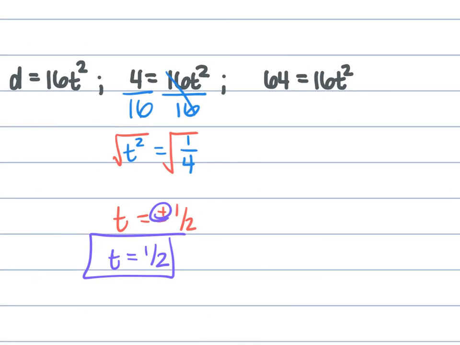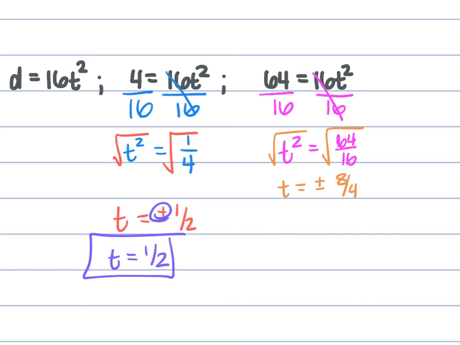For 64 is equal to 16t squared, we're going to divide each side by 16. If you didn't want to simplify this fraction first, you didn't have to. If you do, it's 4. If you choose not to simplify the fraction first, you are going to take the 64 over 16 and take the square root of that, which is going to give you 8 over 4, which is also 2. So t is equal to plus or minus 8 over 4. We're only keeping the positive of this, so t is equal to 2.